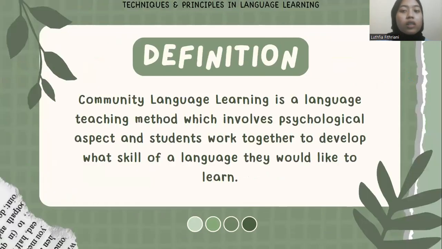Community language learning is a language teaching method which involves psychological aspects, and students work together to develop whatever skill of a language they would like to learn. So the basic concept of community language learning is similar to Suggestopedia, in which the teacher should understand and respect the student's feelings.